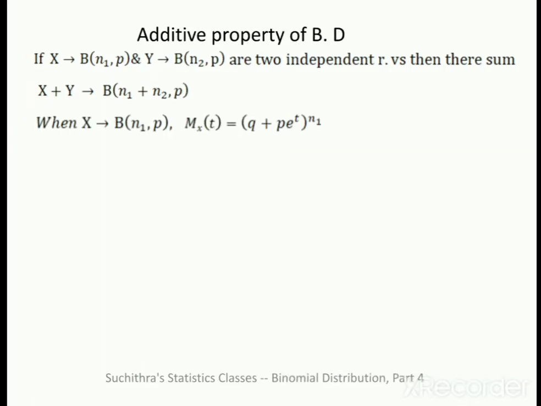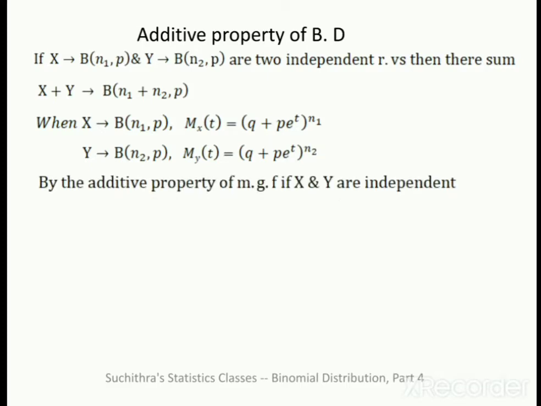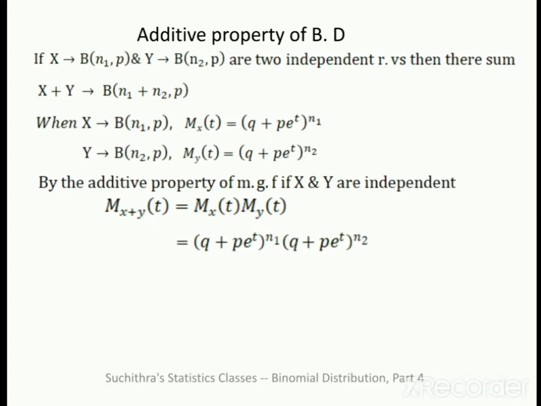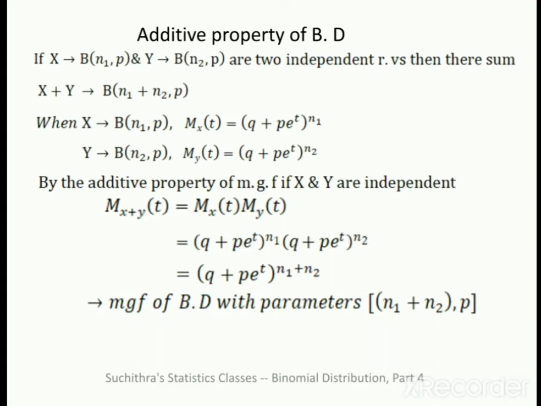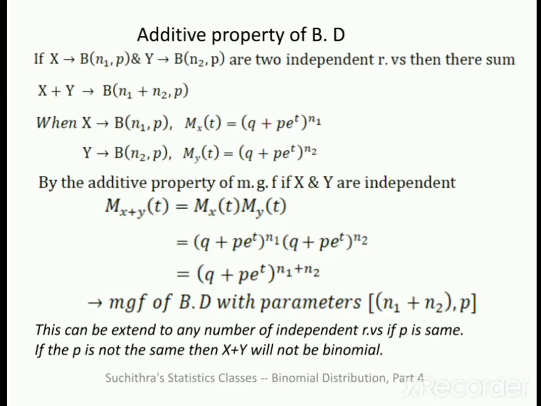When X follows B(n1, p), M_X(t) is (q + p e^t)^n1. If Y follows B(n2, p), then M_Y(t) is equal to (q + p e^t)^n2. By additive property of moment generating function, if X and Y are independent, M_(X+Y)(t) equal to M_X(t) into M_Y(t). That is (q + p e^t)^n1 into (q + p e^t)^n2, that is (q + p e^t)^(n1+n2), which is the moment generating function of a binomial distribution with the parameters n1 + n2 and p. This can be extended to any number of independent random variables if p is the same. If p is not the same, then X + Y will not be binomial.